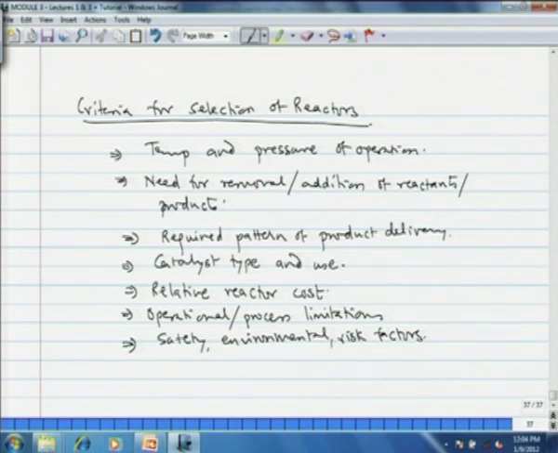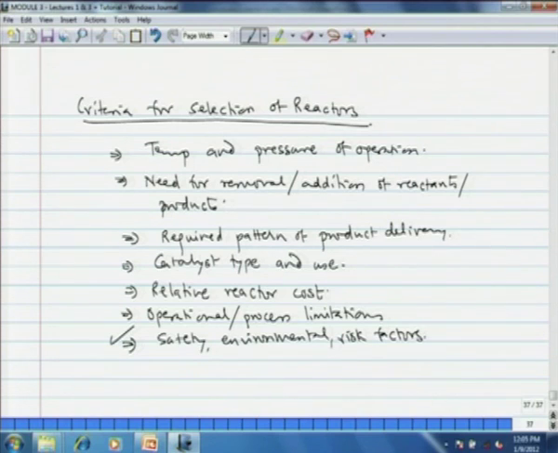Now NPTEL also has 2 courses on safety and risk assessment. So the last point will be treated in greater detail in those courses. In some situations, multiple reactor types could be used depending on the consideration of the cost, safety and other issues, like there may not be a complete PFR or complete CSTR, like conversion may not be achieved in a single reactor. There could be reactors in series, or there could be reactors in parallel.